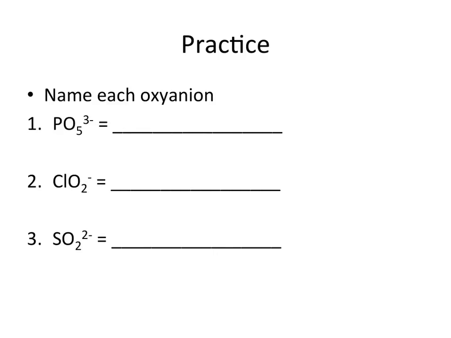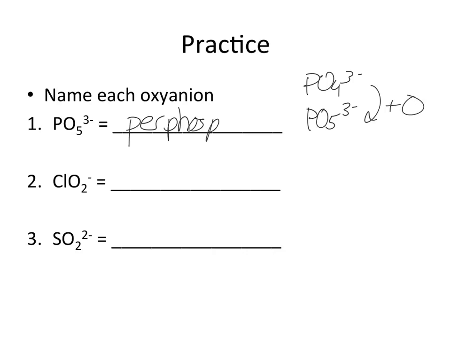So let's do some practice here. The first thing we have is PO5 3-. This looks very similar to PO4 3-, which is phosphate. That's the base polyatomic ion that contains phosphorus. Now here we go from PO4 to PO5, again 3-, so we have gained an oxygen. This means we keep the -ate, but we add the prefix per-. So this is going to be perphosphate.